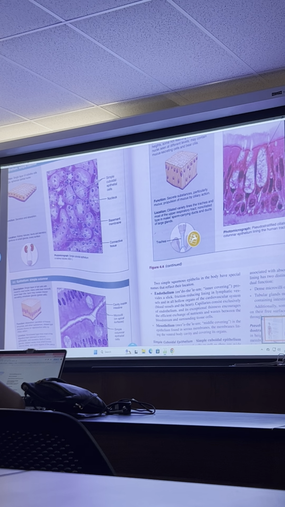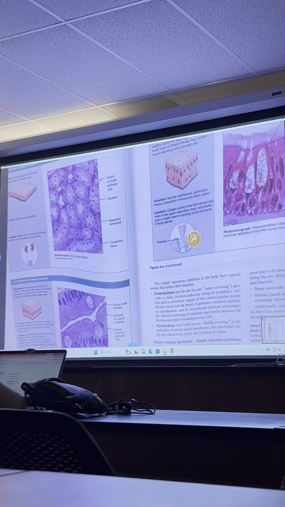All right, so these cells have nuclei kind of in the center. So what would you call them? Cuboidal, simple cuboidal, that's right. They're not stratified. They're simple, with a lumen. They're around the lumen, okay? Simple cuboidal epithelial cells, okay?